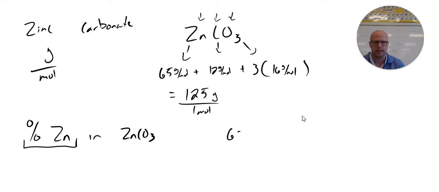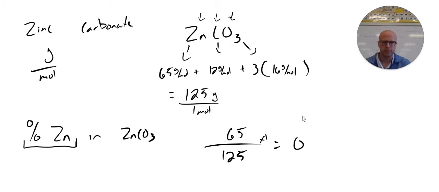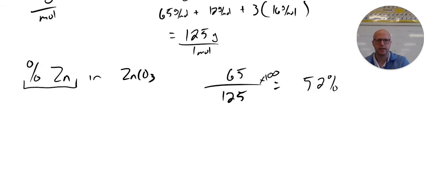In this case, zinc is 65, right? Because I have 1 zinc and it has a molar mass of 65. So here's my part over my total, 125. So I take that out, I divide that out. So 65 divided by 125, and you multiply by 100, sorry, got that step. And we find out that zinc is 52% of the compound. So for any sample of zinc carbonate you have, 52% of the mass is due to zinc.